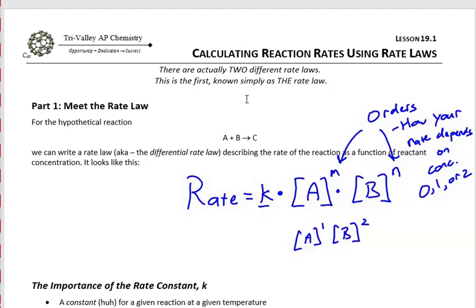Again, we have no idea what those are just by looking at the equation. We'd actually have to do some experiments to figure it out. We'll talk about that the next day. But for now, this is the generic form of rate law. So the rate is the rate of your reaction at a given time. K is called the rate constant, and it's unique for a reaction.